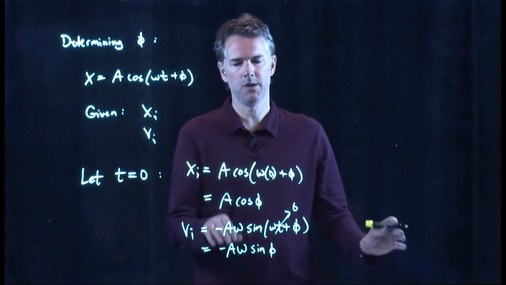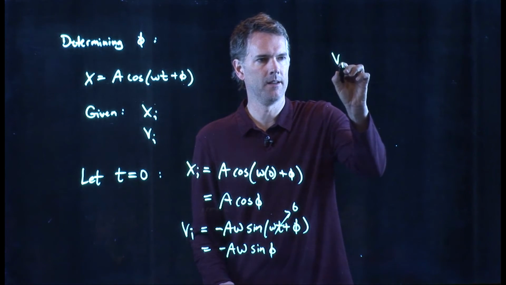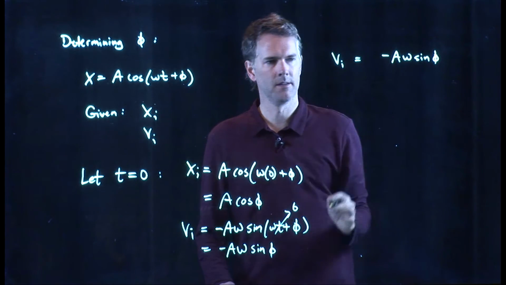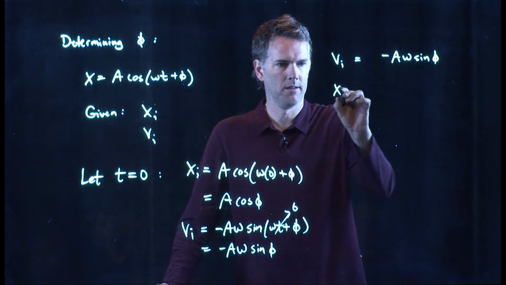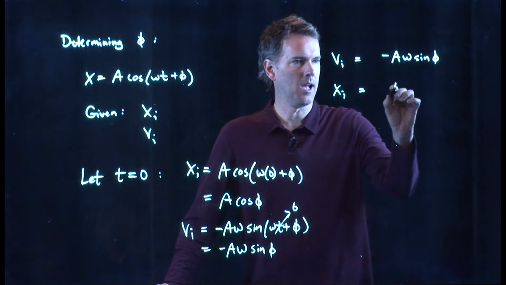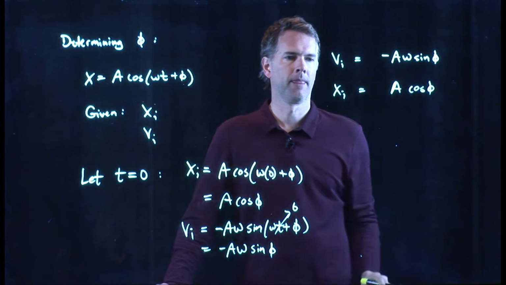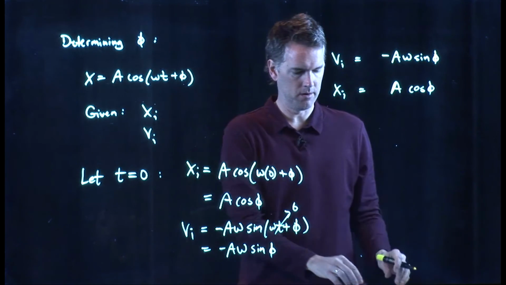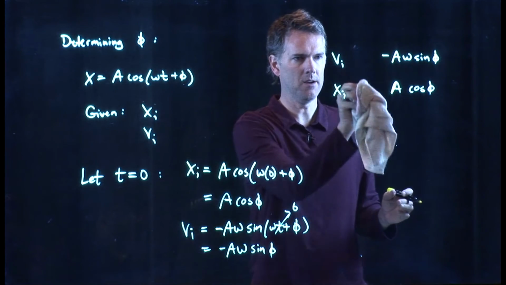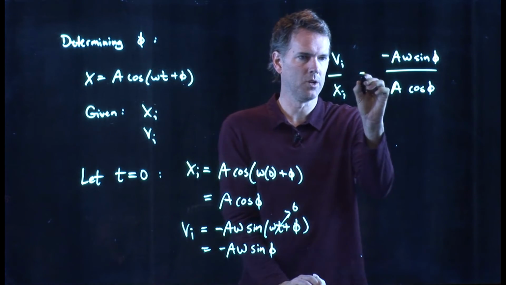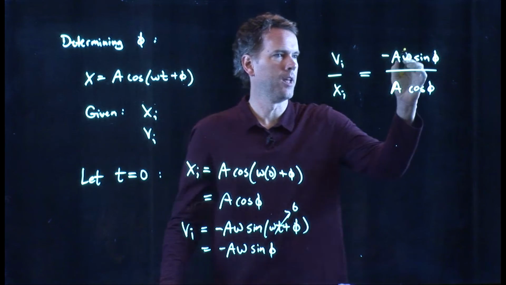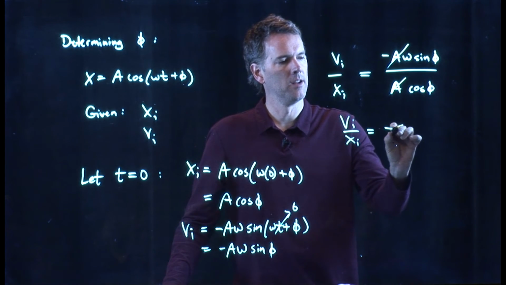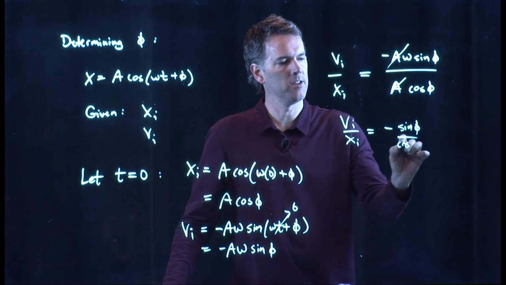And so I have two equations here. I have vi, which equals negative A omega sine phi, and I have xi, which equals A cosine phi. And anytime I have two equations, I can always divide one equation by the other. So let's take this equal sign out of here. Let's divide one equation by the other, and look what happens. The A drops out, and we get vi over xi equals negative omega sine phi over cosine phi.